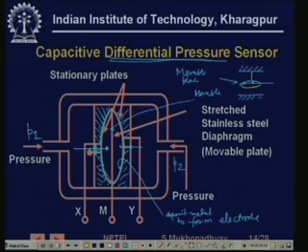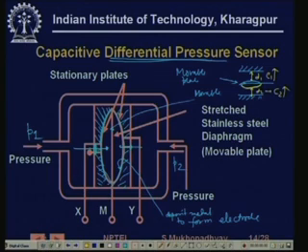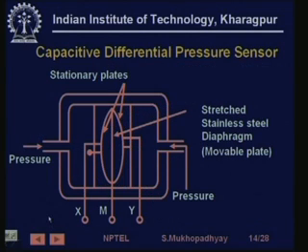So therefore if this D1 decreases, then this capacitance C1 will go up. Similarly, when it bends this way, then this D2 decreases and therefore C2 goes up. So you have formed two differential capacitors, and if the moving plate moves this side, then this capacitance is increased, this capacitance is decreased. So now you can use these capacitances in a normal bridge.